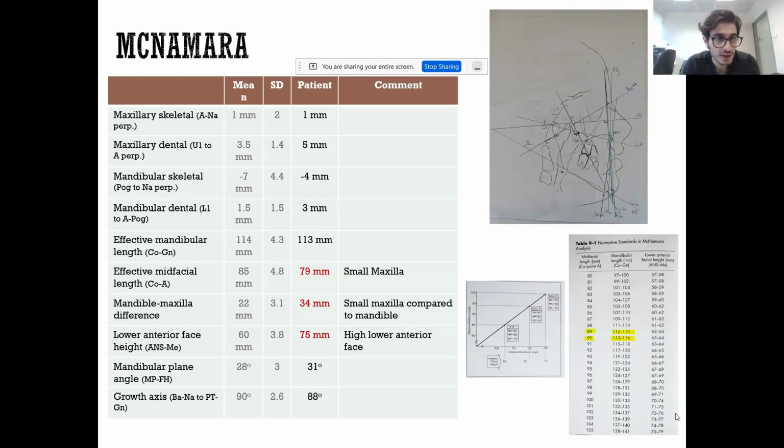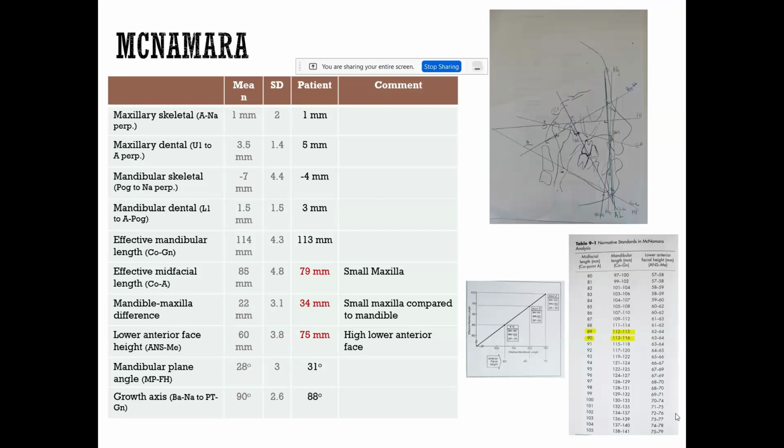Now, according to McNamara, maxillary skeletal and maxillary dental, upper and lower, are within the limits, but if we look at the effective mandibular length, it's 113, and according to the table, we have to have some mandibular length and mid-facial length, something between 89 to 90.